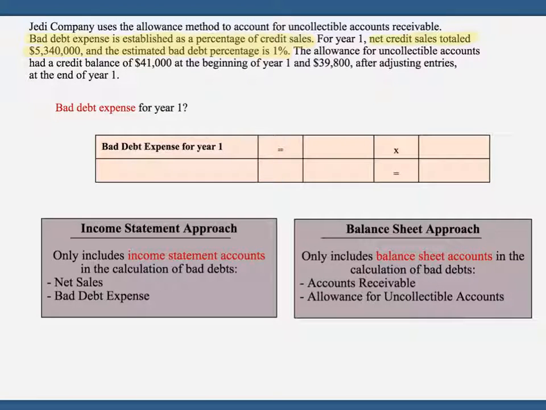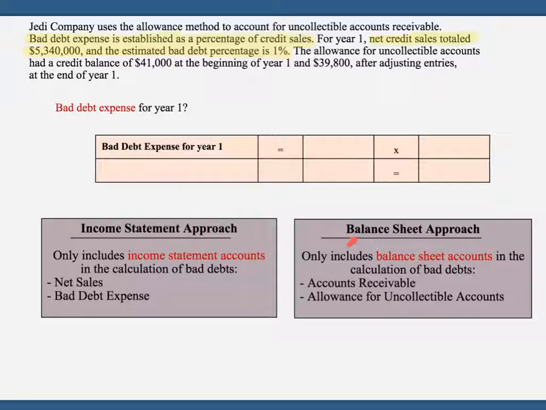Before we calculate our bad debt expense, I want to briefly point out the two types of approaches you can have for the allowance method. First is the income statement approach, which is what we're doing in this video. It only includes income statement accounts when calculating bad debt. So what we're using here is net sales, and then we're given a bad debt percentage based off of sales of how much we expect to be uncollectible, which makes sense because sales and expenses are on the income statement.